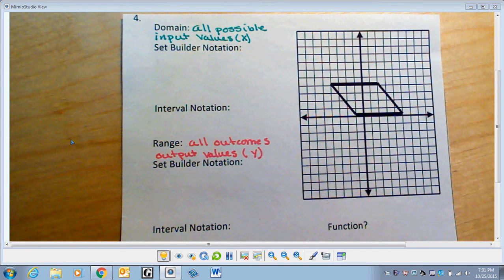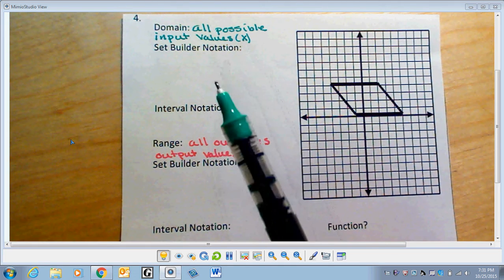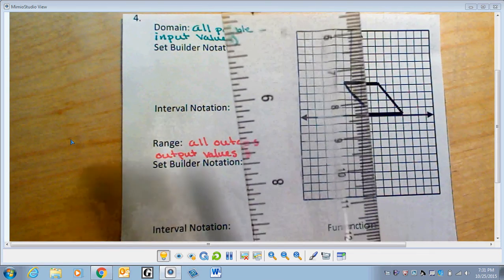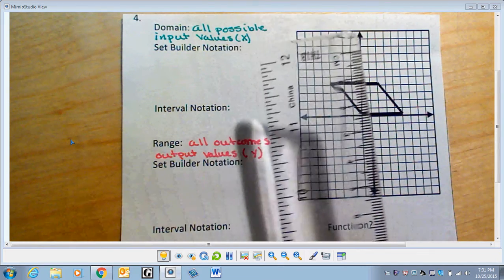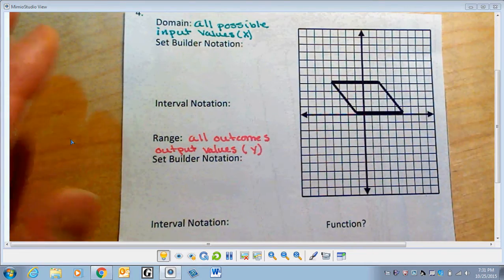We're going to take another look at domain and range given a graph. So the first thing let's look at is domain. That's all possible input values, which are x. In the previous video on this, I showed you that you hold your ruler in such a way that it's always touching the x-axis, because we're looking for all values of x.